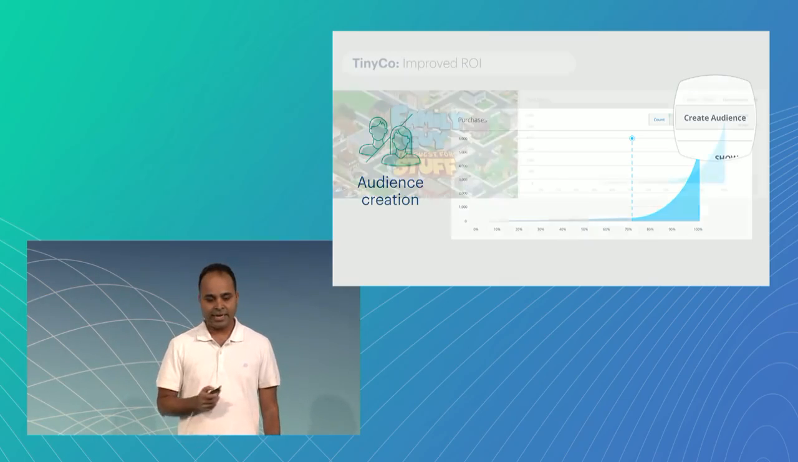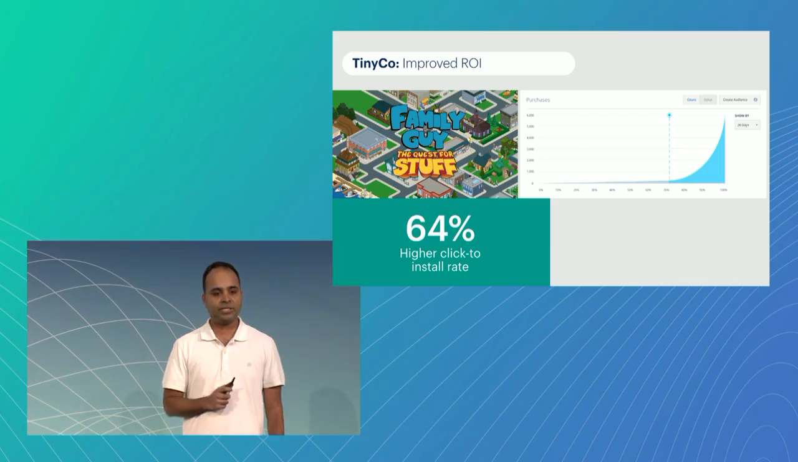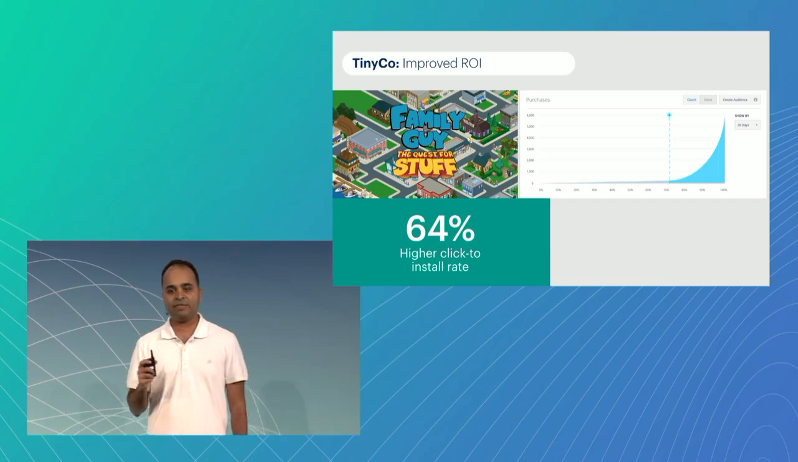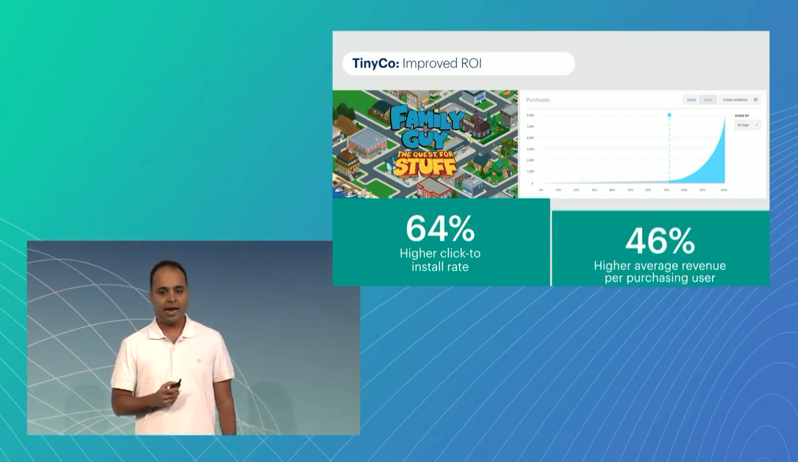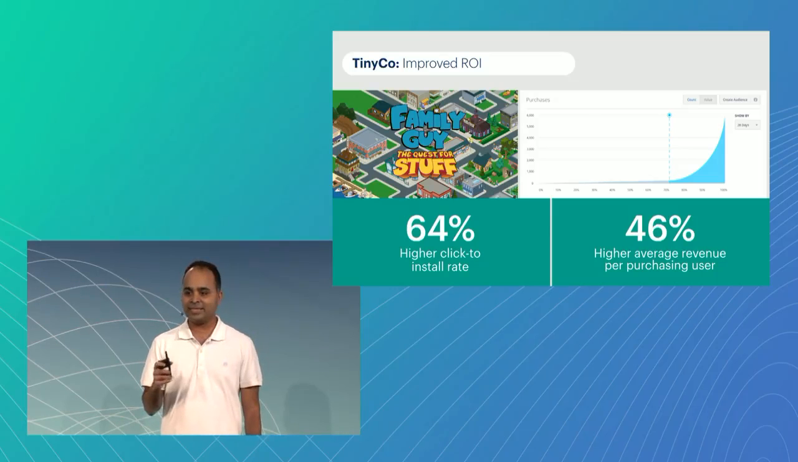Using this technique, TinyCo was able to improve their click-to-install rate by 64%. And they improved the average revenue per purchasing user by 46%. Now that is what success looks like.